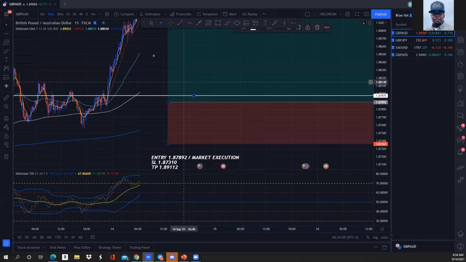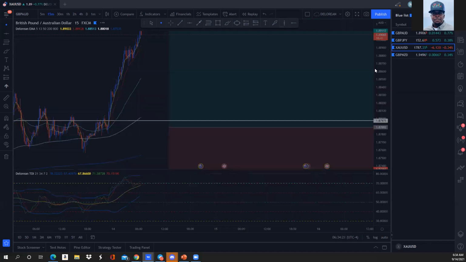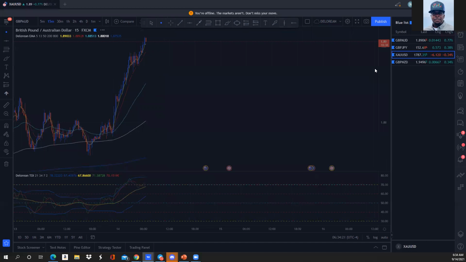Everybody got that? That's how you make your trade risk-free. That way you lose no money. Anytime you can get a trade risk-free, especially on something like gold, I always make gold risk-free. You want to make this risk-free because this thing pulls back and forth to your entry all day.